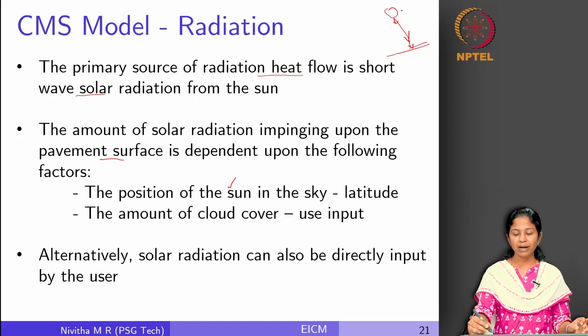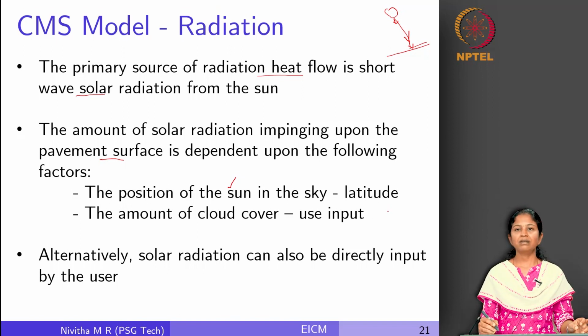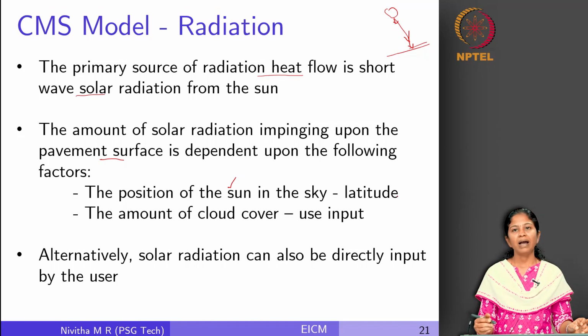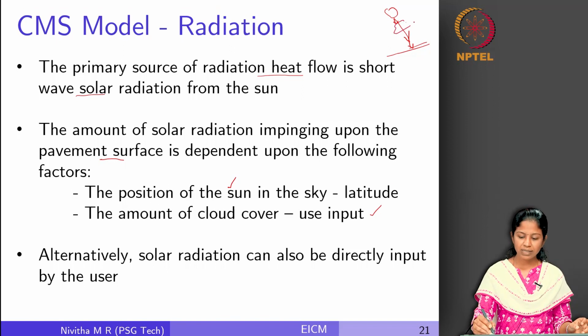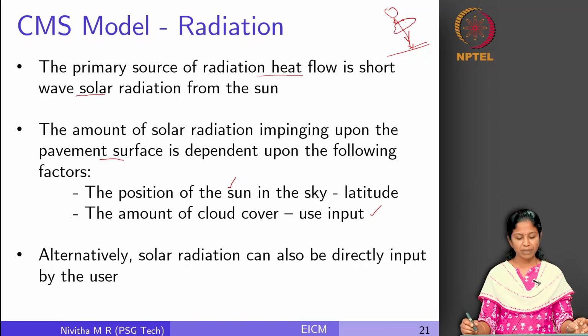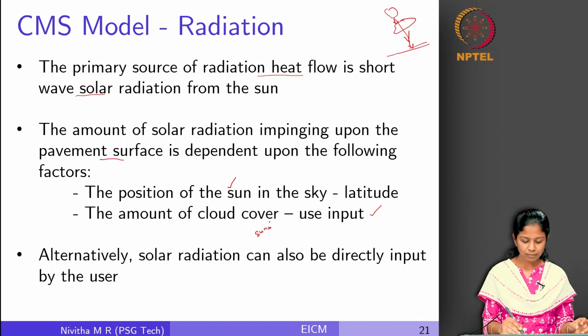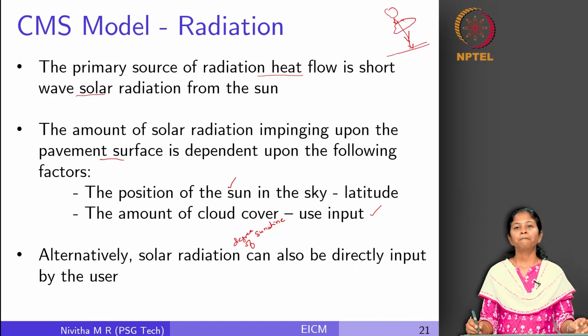So, this is determined by the latitude. That is why we have seen earlier that latitude is an important parameter in calculation of air temperature and pavement temperature. The second one is amount of cloud cover. How much is the hindrance to the solar radiation when it tries to reach the pavement surface. So, the amount of cloud cover is another input parameter that is used here. This we had quantified using the degree of sunshine.